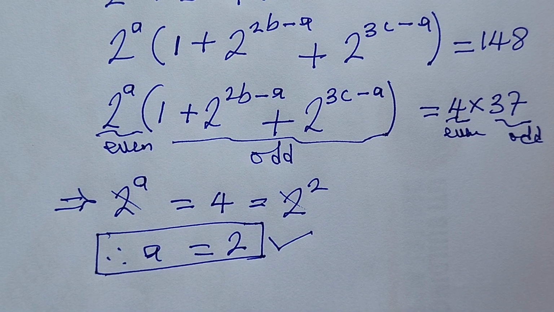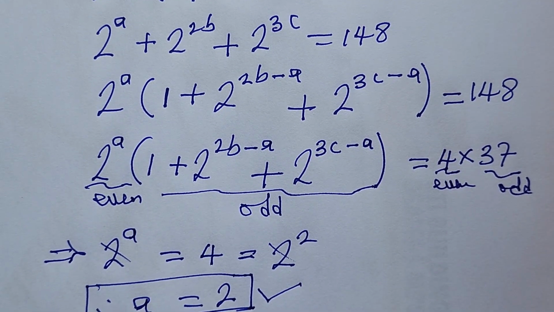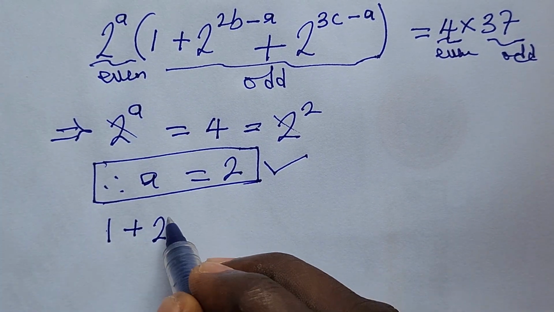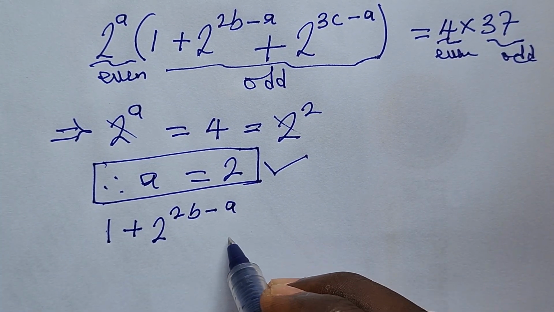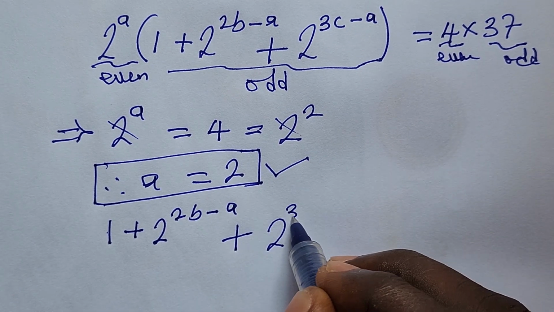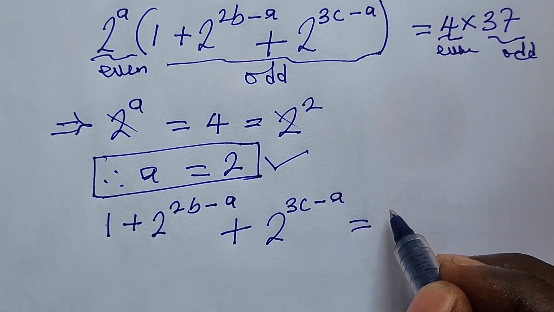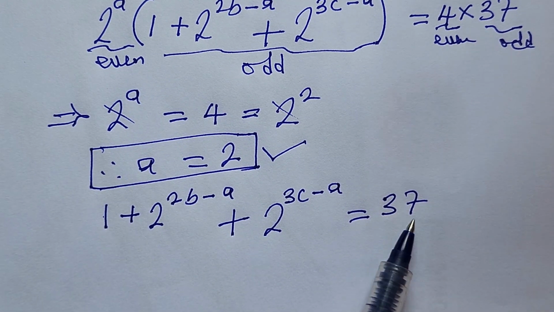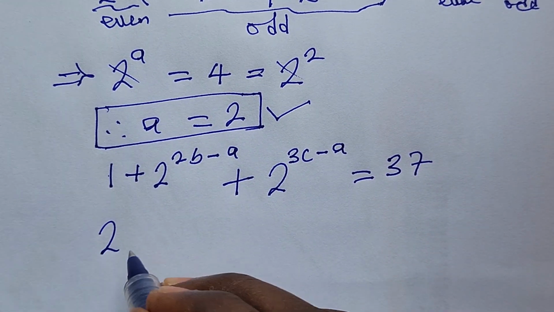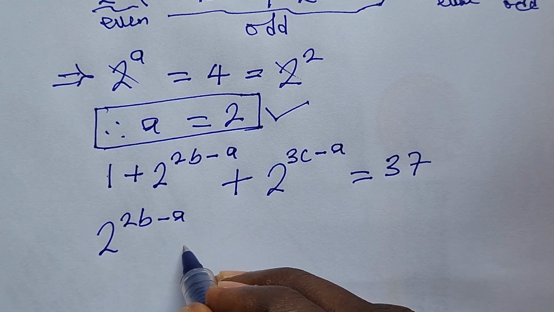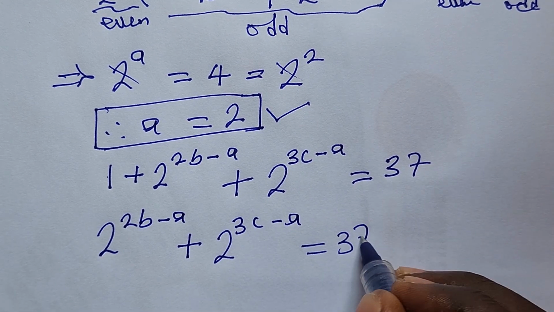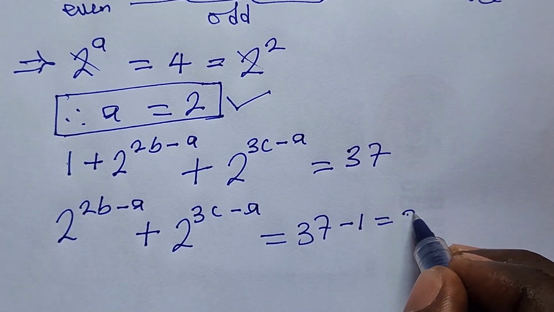So what we do now, we go ahead and equate the odd to odd. So we're going to have here 1 plus 2 to the power of 2b minus a, then plus 2 to the power of 3c minus a equal to 37. Right? Good. So what we do next here is easy. We move this constant to this side of the equation. So we are left with 2 to the power of 2b minus a plus 2 to the power of 3c minus a equal to 37 minus 1, which is equal to 36.